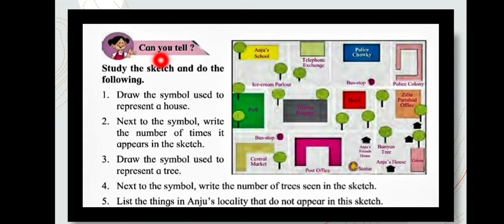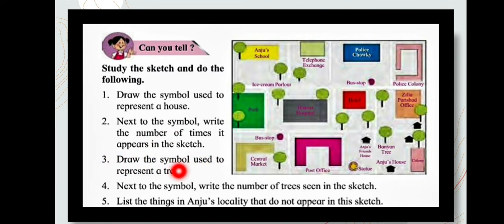Can you tell? Study the sketch and do the following. You have to read and study this sketch and you have to say the answer. Draw the symbol used to represent a house. You have to see here and you have to draw a symbol. That will be a small one, and you have to represent a house. Next to the symbol, write the number of times it appears in the sketch. Then you have to make a calculation of how many times the symbol of a house is seen.